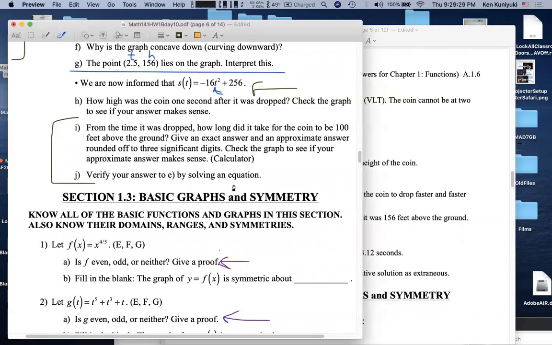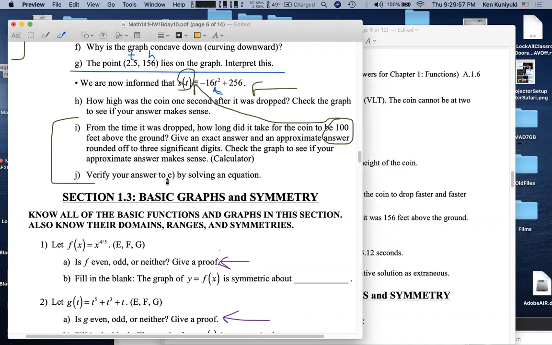From the time it was dropped, how long did it take for the coin to be 100 feet above the ground? Okay, so you're asking, when's the height equal to 100? So the idea here is that you take the 100 feet, plug into there, and solve for t. That's the idea. 100 equals this over here, solve for t. Subtract the 256, divide by negative 16, and so forth. Let me know if you want me to write that out, but that's the idea. You plug 100 into the left-hand side, and then you solve for t.